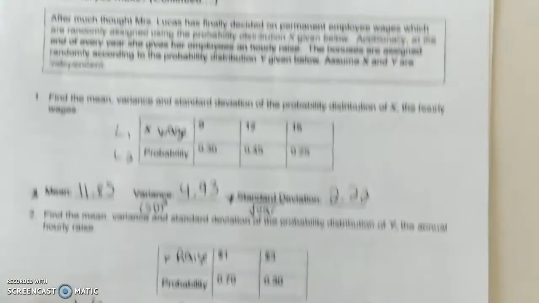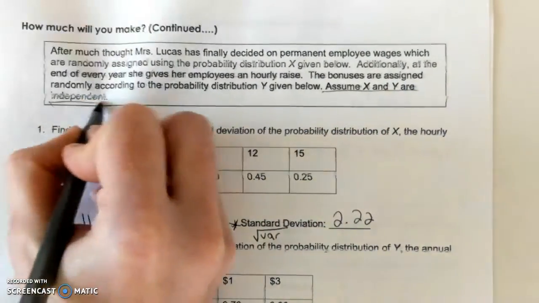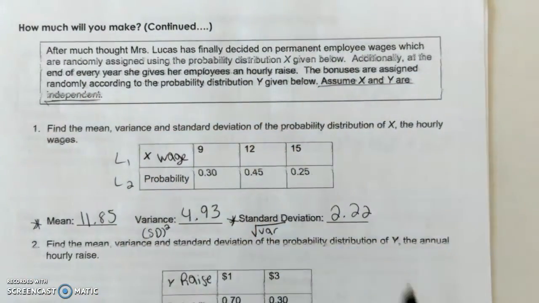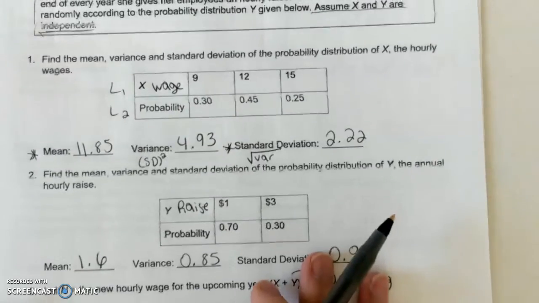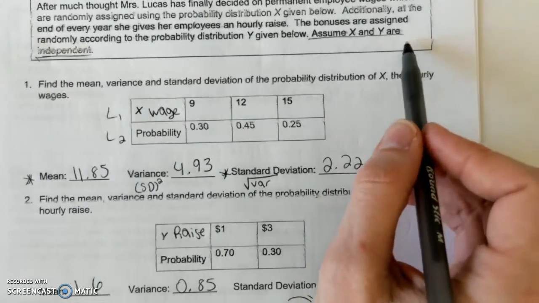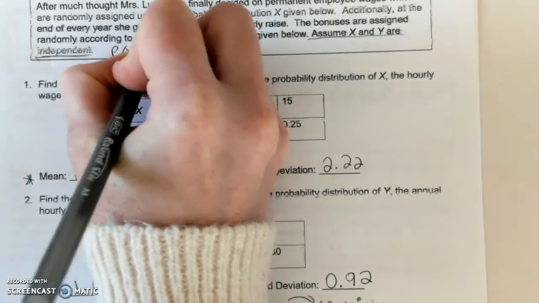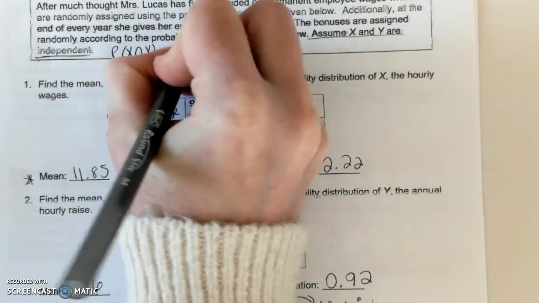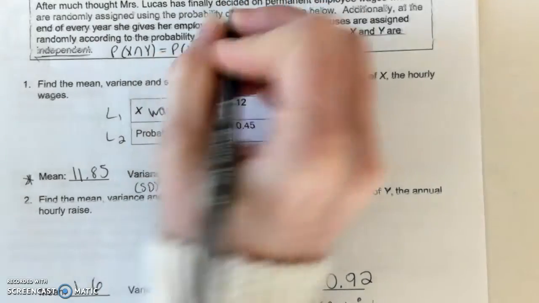Now the important piece of information that we didn't note up here: assume X and Y are independent events. So we can just use the simple multiplication rule if they're independent, right? The probability of X intersection Y would be the probability of X multiplied by the probability of Y, and we can do that because they are independent, right?